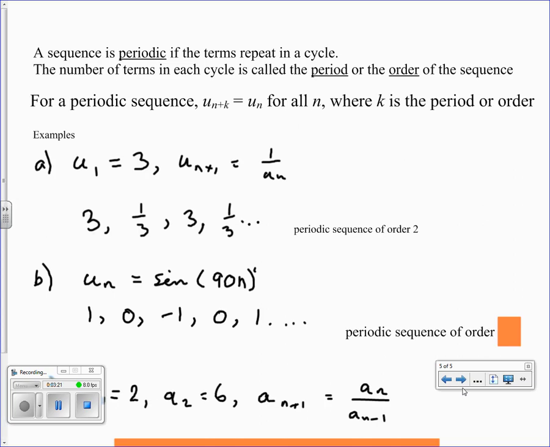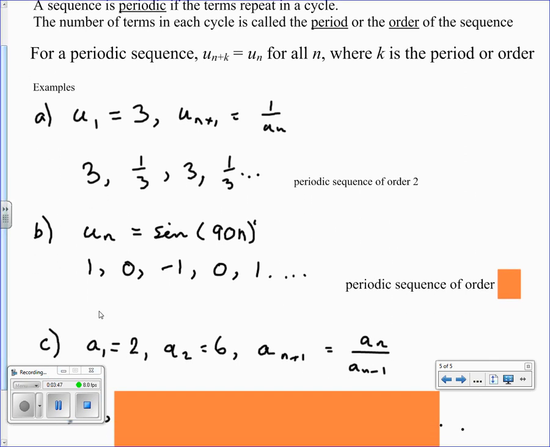A sequence is described as periodic if the terms repeat in a cycle, and the number of terms in each cycle is called the period, or the order of the sequence. So for a periodic sequence, for any number n, un plus k is going to be the same as un, the one in the previous period. So here's an example.